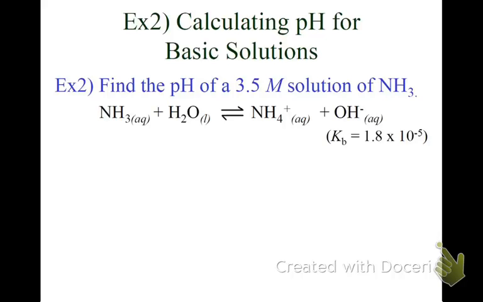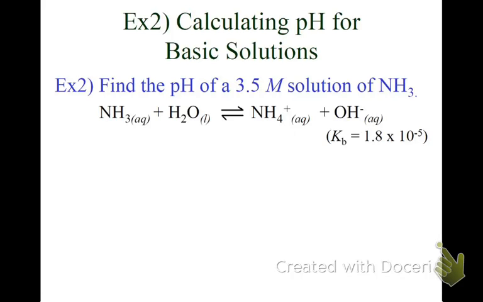Find the pH of a 3.5 molar solution of ammonia, and we see the equation right here. Go ahead, pause the video, give this one a shot if you think you can handle it, and then I'll go ahead and solve it too so you can resume it when you're ready to look at it. Same thing with the next question. If you're feeling comfortable with it, go ahead, pause it, give it a try, and then take a look at the video afterwards.